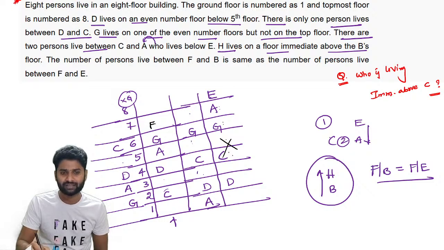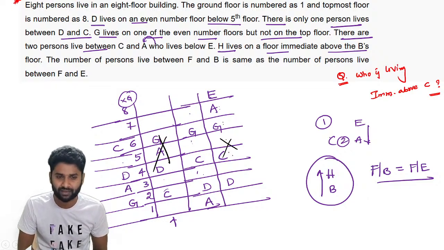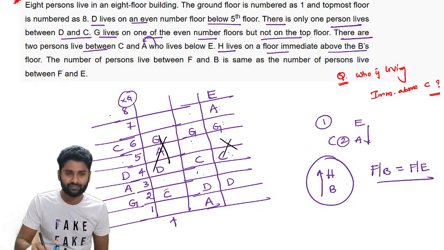Let us assume that E is here. If I take E here, then again you are unable to arrange F, so you can eliminate this condition also. Let's go for this one. If I take F here, you can place B here, two floors between F and B, 1, 2. So it's already G. It's not possible.